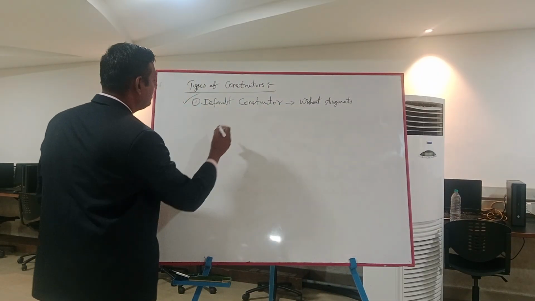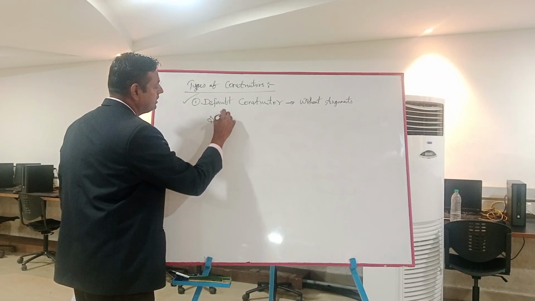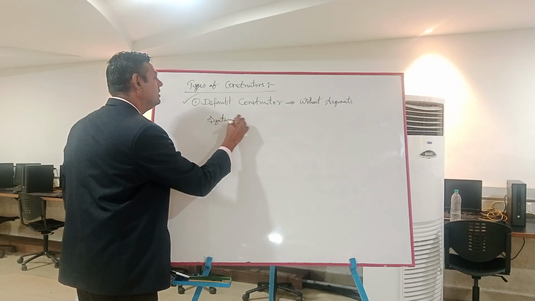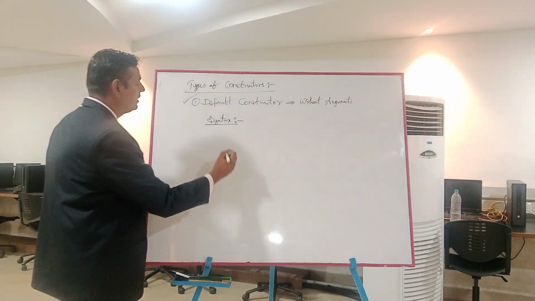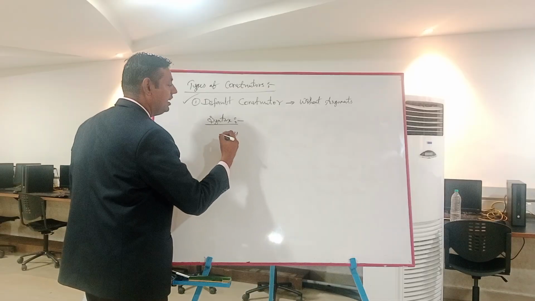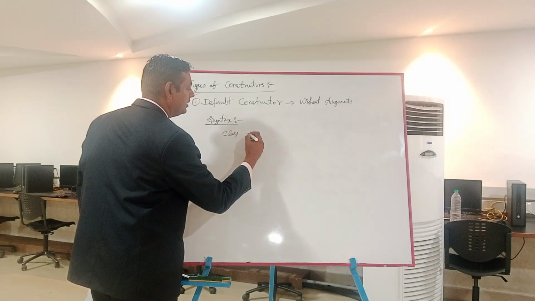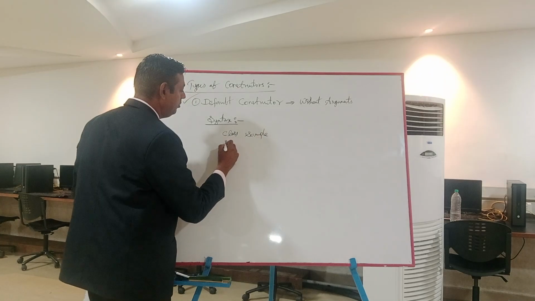So the default constructor is very simple. First you should know how to write the syntax. So let us see the syntax, how to write a default constructor. For example, if I am writing a class, class sample, this is my class name.